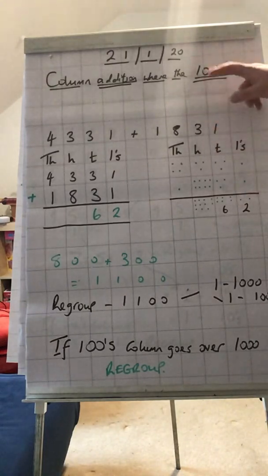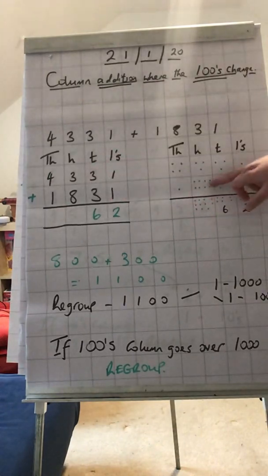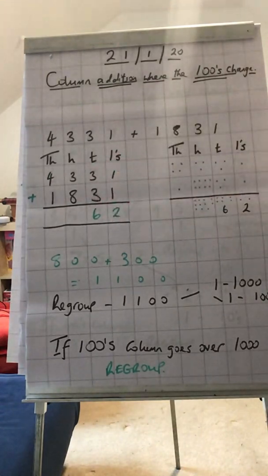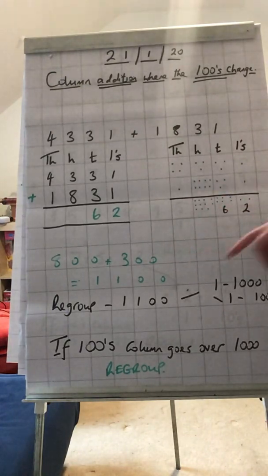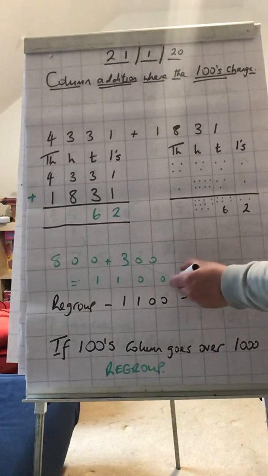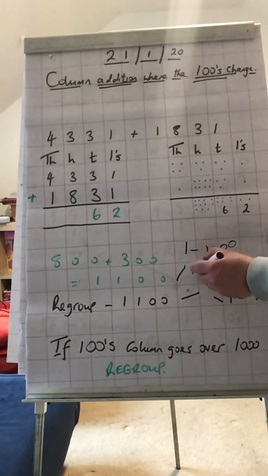Hundreds column, this is what we need to focus on. So I've got 300 representing the 300 here, and I've got 8 dots representing the 800 there. So we're essentially saying, what is 800 add 300? The answer is 1,100. Now that is made up of 1 1,000 and 1 100.